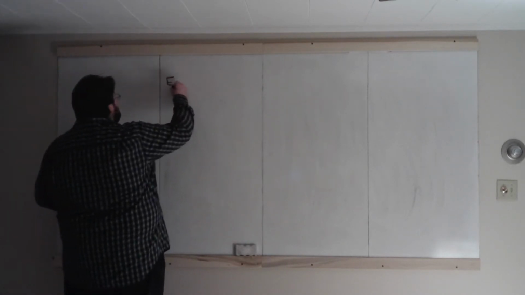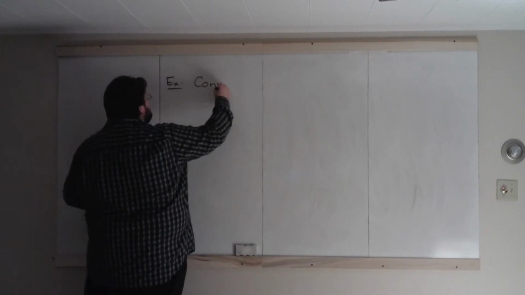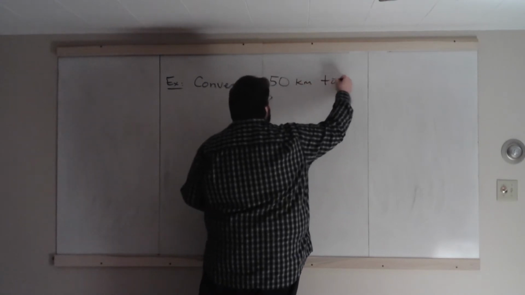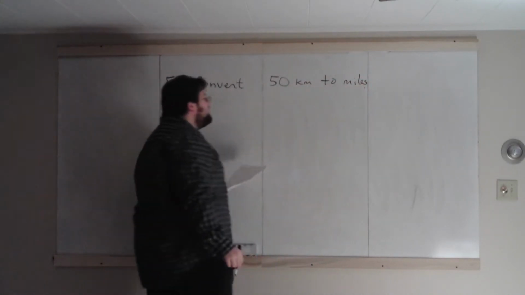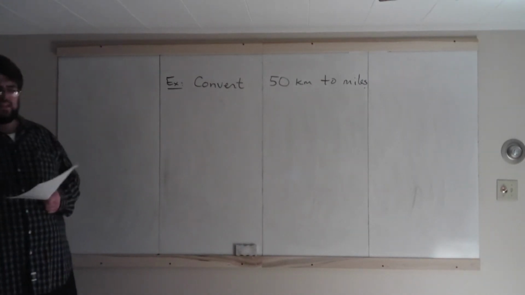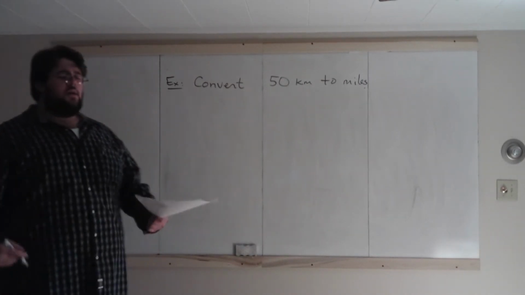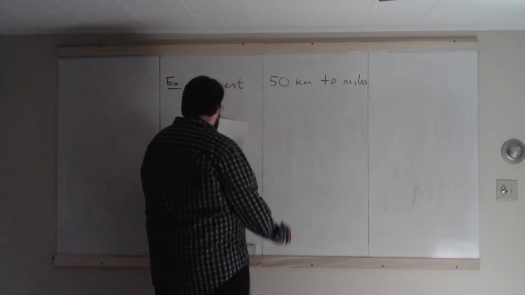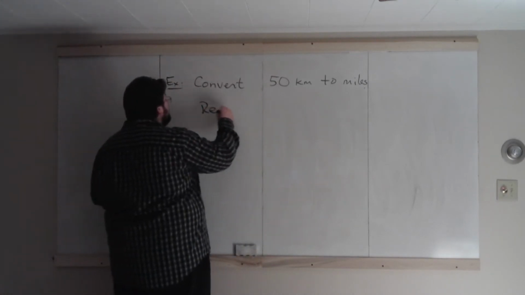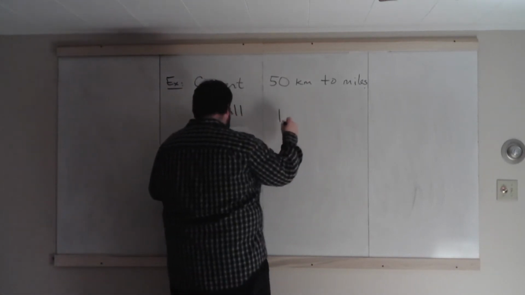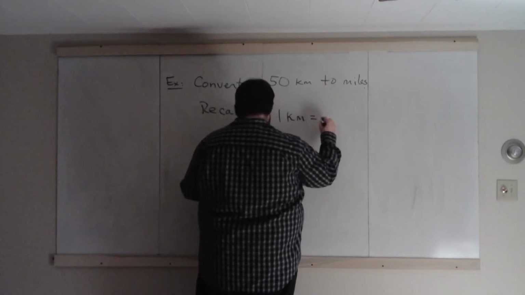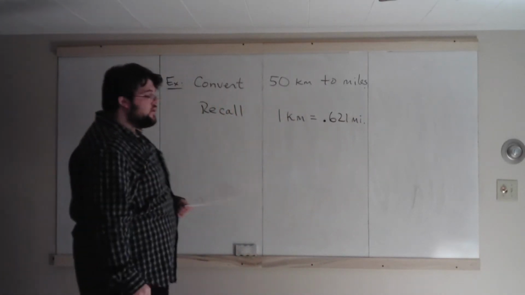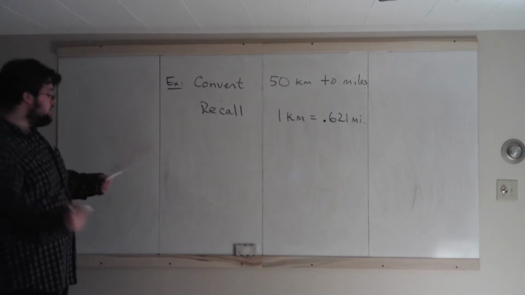Example. Convert 50 kilometers to miles. Now, with those centimeters and inches, you technically could use that and other standard information to go from kilometers to miles. I will give you the conversion factor. Recall, 1 kilometer equals 0.621 miles. So we'll use that conversion factor. 1 kilometer is 0.621 miles.